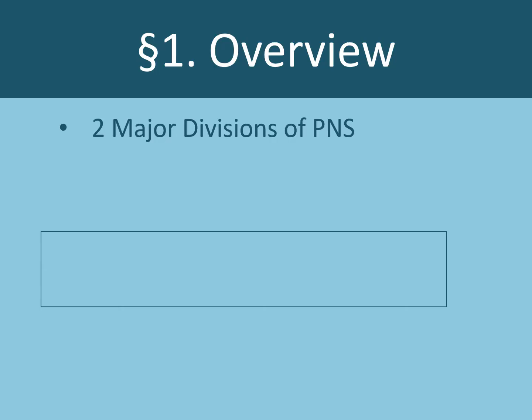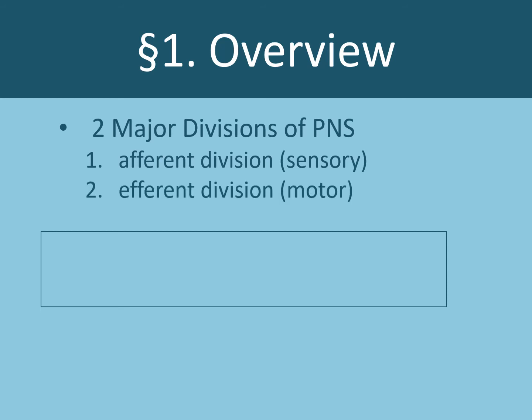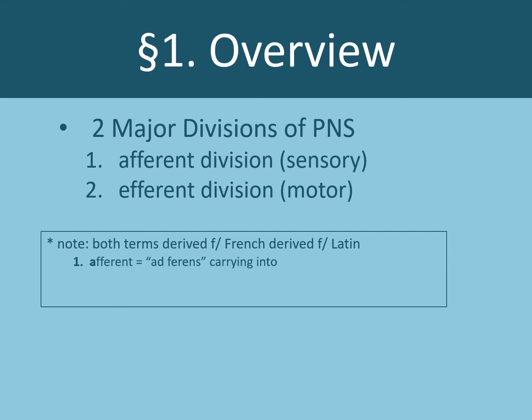The peripheral nervous system is subdivided into 2 major divisions. Number 1, the afferent division, or sensory division, and the efferent division, or motor division. Note, both terms are derived from French terms which were originally derived from Latin. Afferent comes from adferens, which means carrying into. This is why this is the sensory division. It brings information into the nervous system, versus the efferent or exferens, which means to carry away, and this brings information from the nervous system to our various organs. So the efferent division would control our muscles and glands.